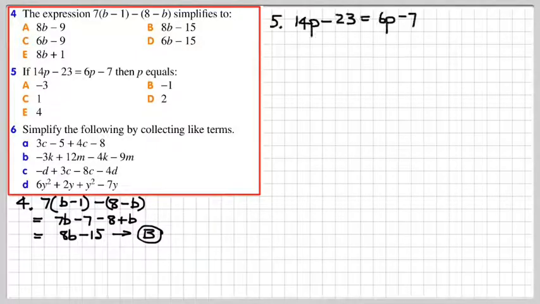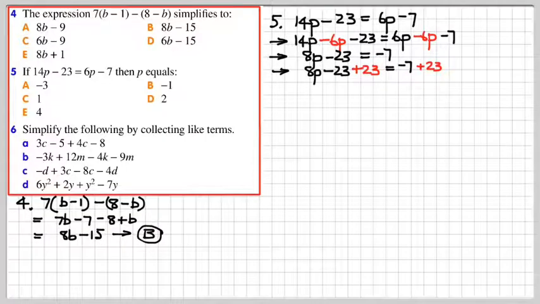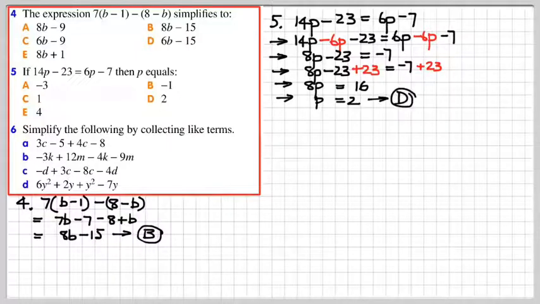Number 5, to keep us alive. Right, P equals, we've got to solve it for P, okay? So what did I do? I subtracted 6P from both sides, cleaned it up to get that. And then I'm going to add 23 to both sides, and that'll get me that, and then divide both sides by 8, I'm going to get P is 2. So P is 2, and that is number D. Very good.